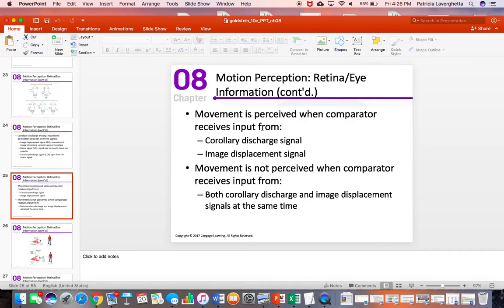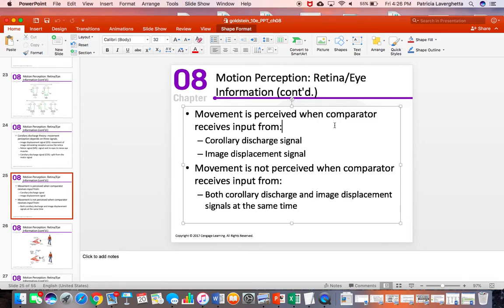According to this particular theory, movement is perceived when this comparator, which is a hypothetical cognitive structure, receives input from both the image displacement signal and the corollary discharge signal, and it's not perceived when the corollary discharge and the image displacement arrive at the same time. So if it gets a corollary discharge or an image displacement at different times, then we will infer motion. If they're arriving at the same time, then we do not perceive motion. Or at least that's the theory.